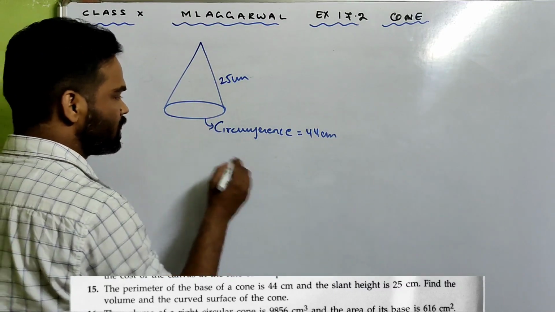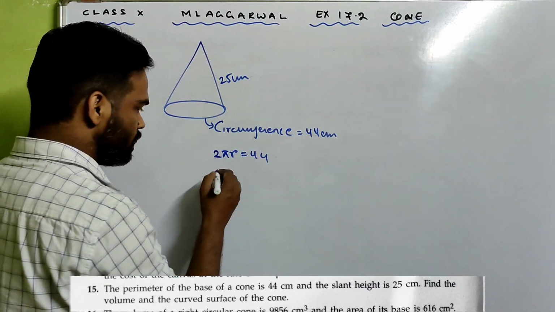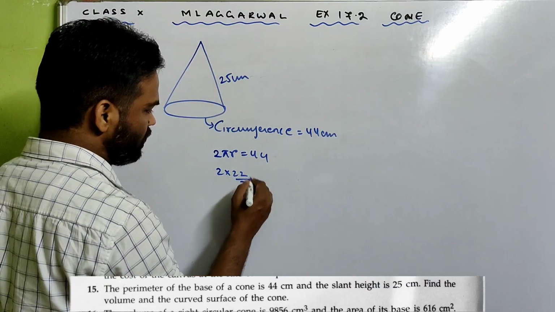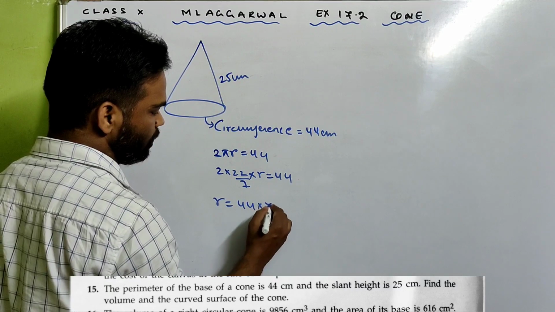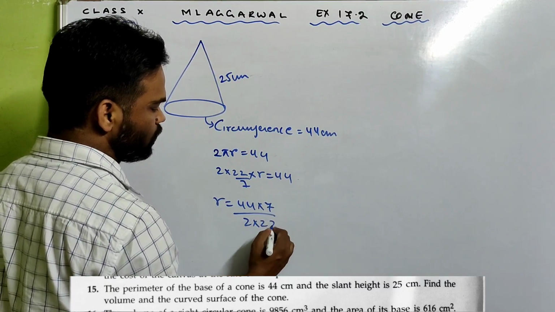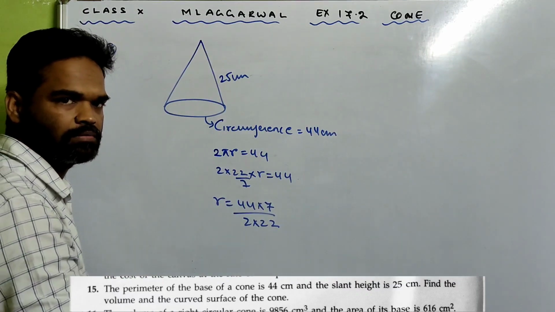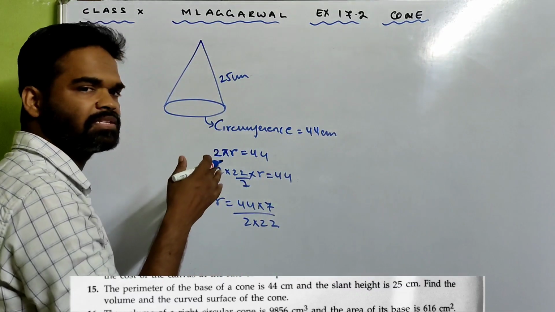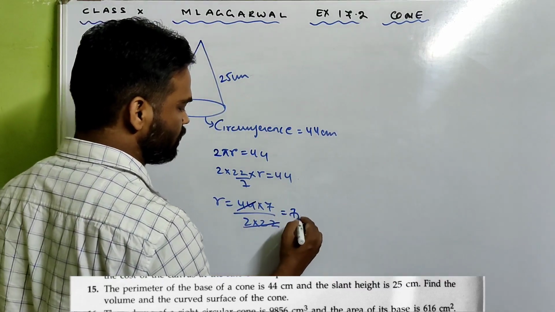Very easy. Circumference is given. So can I write 2 pi r is 44? That's 2 into 22 by 7 multiplied by r is 44, which means r is 44 multiplied by 7 by 2 into 22. They have given the perimeter. The perimeter in this case is nothing but the circumference. This cancels out. This is 7 meter.